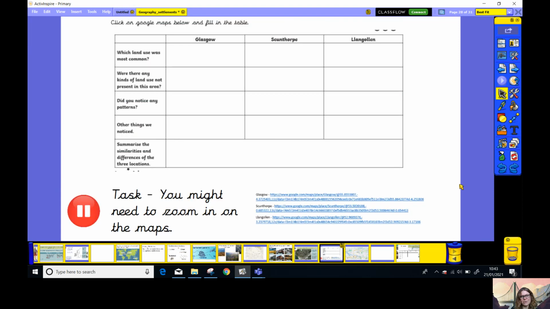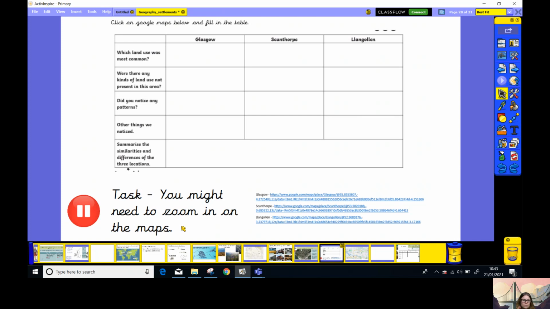Well done. Okay, now for the rest of the lesson, you're going to look at and compare 3 different places around the UK. There's Glasgow, Scunthorpe and Clogollen. I think I pronounced that correctly. I might need to check that later. These 3 places, I'd like you to spot if they're similar or if they're different. So for example, for each one you're going to fill in the boxes here, here and here and answer these questions. And at the end, you're going to summarise the similarities and the differences. That means the things that are the same in each place and the things that are different in each place.